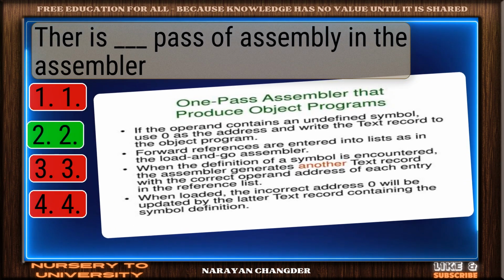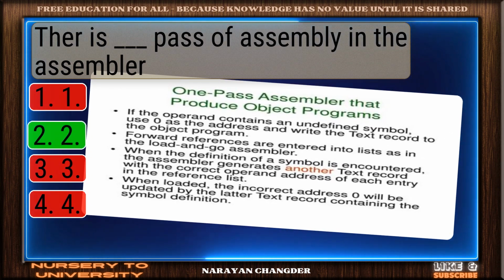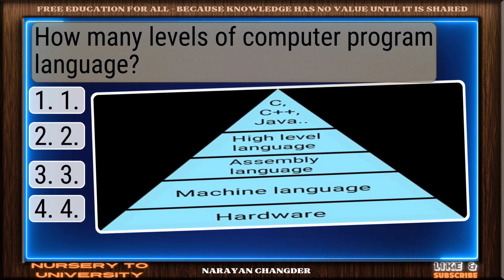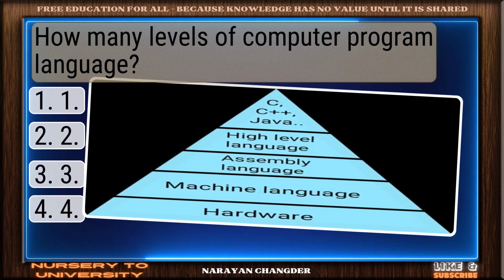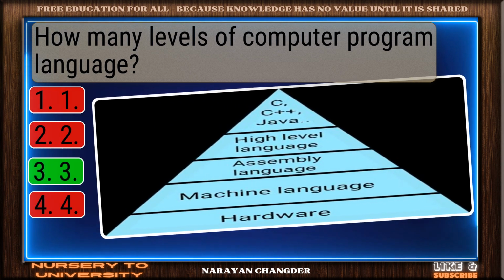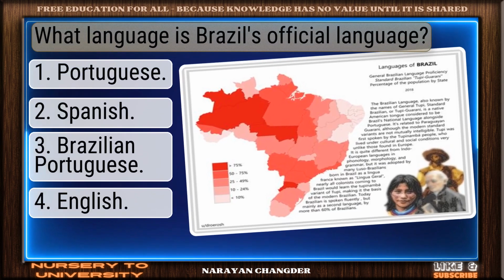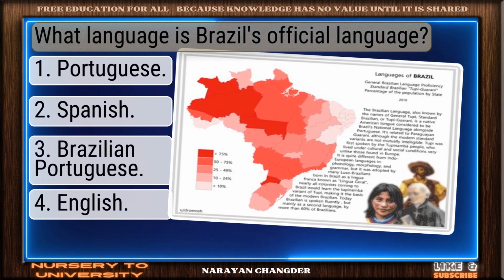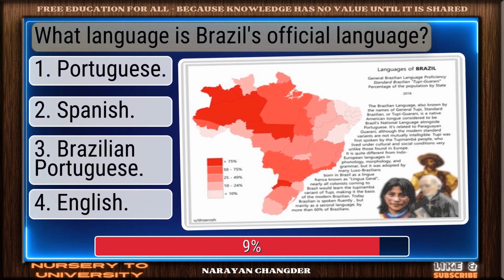Smart pick. 2 is the correct choice. Question number 59. How many levels of computer program language? Well done. 3 is the right choice. Question number 60. What language is Brazil's official language?